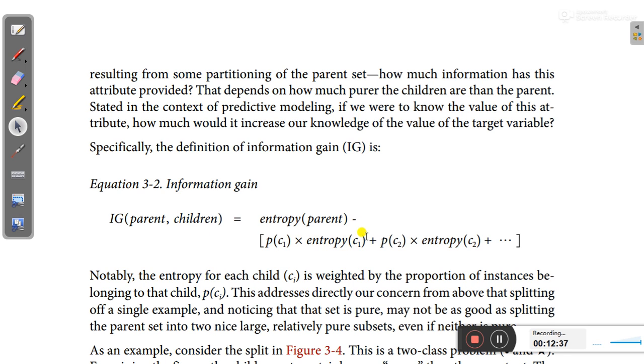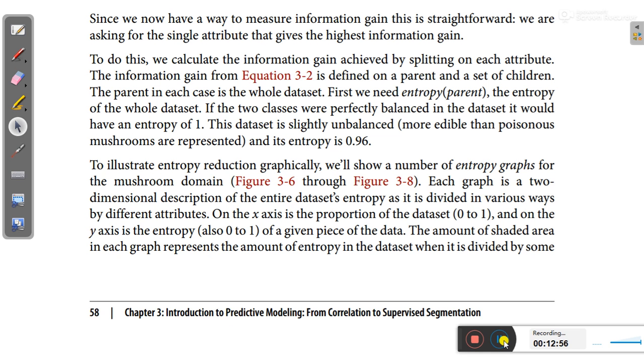So if there is only one child, then we take the entropy of that child. In that way we will try to find the information gain. But in this equation you can see that it also tries to find the entropy of the children. So this is the equation to find the information gain.